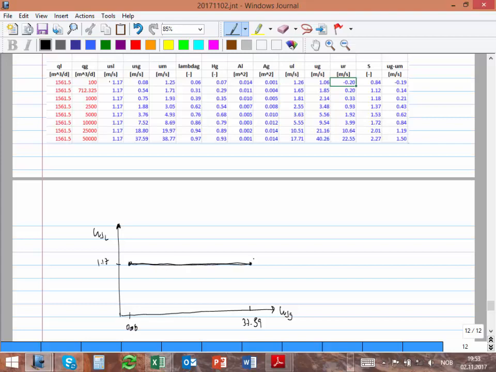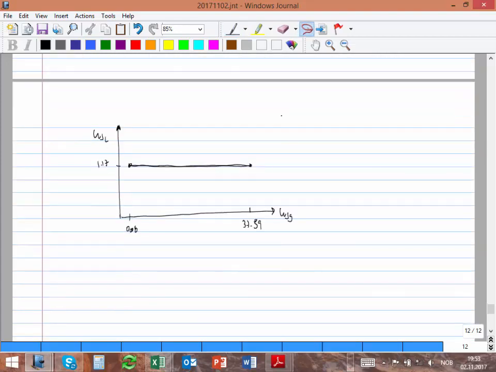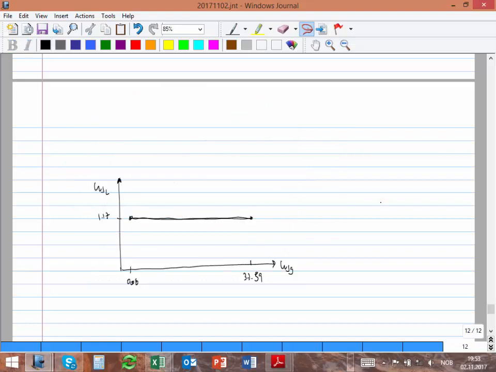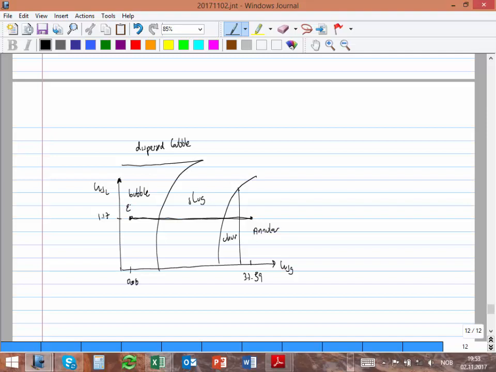Okay, and if you remember, how the flow pattern looks like for vertical pipe? We had something like this, something like this, and something like this. And this one was bubble, this one was dispersed bubble, this one was slug, and this one was churn, and this one was annular. Okay? What happens along this line? How does the void fraction change?